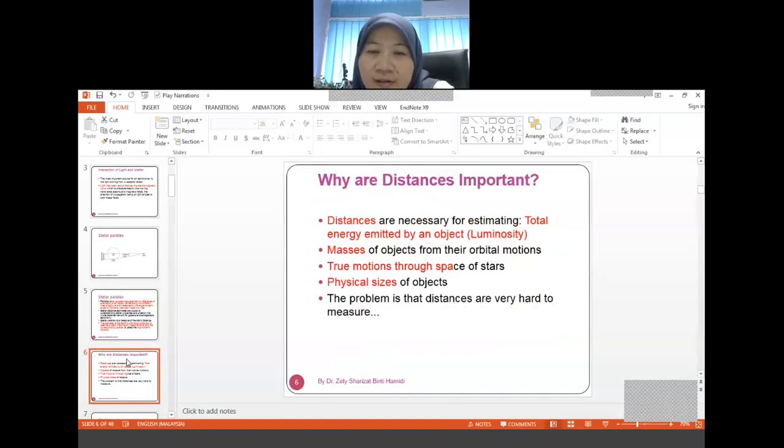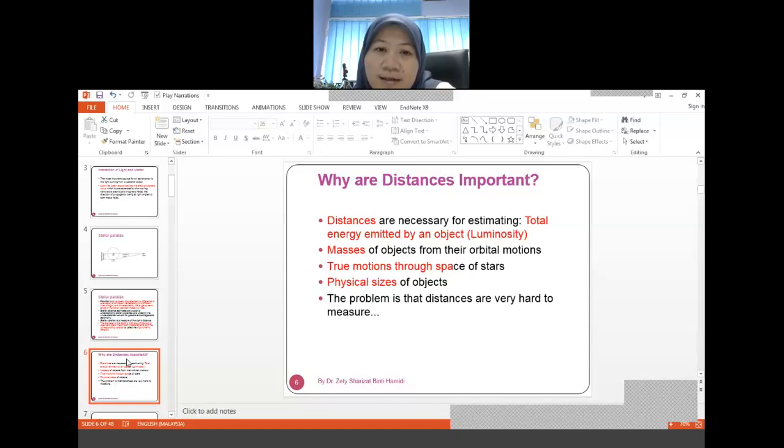Why is distance very important? In SI units, it is one of the main units before we can determine the other parameters. The distance is necessary for estimating the total energy emitted by the object. So we can get the luminosity, for instance the brightness of the stars, based on the distance. This is the main parameter that we need to confirm before we can get the correct units for the other parameters.